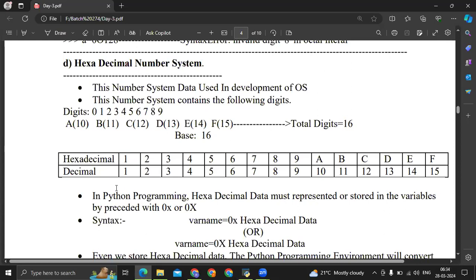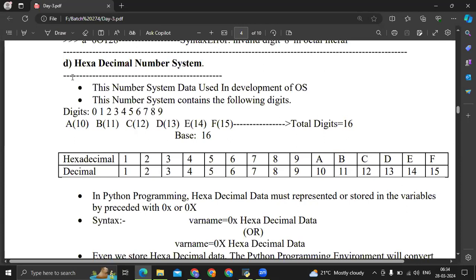Now, the digits 1, 2, 3, 4, 5, 6, 7, 8, 9. After this, A, B, C, D, E, F. So when we convert it into the decimal number system data, we have 1 till 9, A will be 10, B will be 11, C will be 12, D will be 13, E will be 14, and F will be 15. So total digits are 16. That is why the base is 16. So all the base 16 data is the hexadecimal number system.